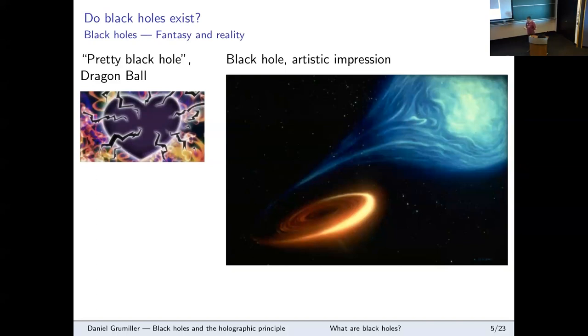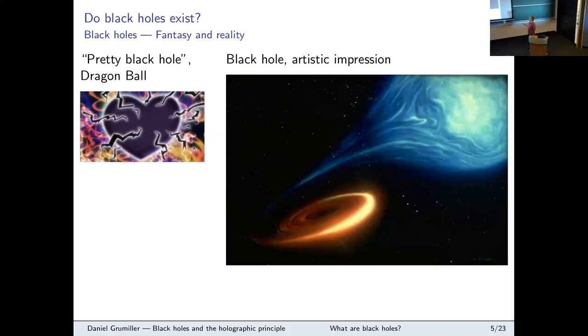But they were pretty soon accepted by pop culture. As an example, I show you here the pretty black hole of the Dragon Ball genre. And part of the reason why it took a while for the community to accept the existence of black holes is because we couldn't see them, and seeing is believing. So even when I started lecturing black holes in the 2000s, the best I could do to convey what a black hole is visually was to show some artistic impression like this.